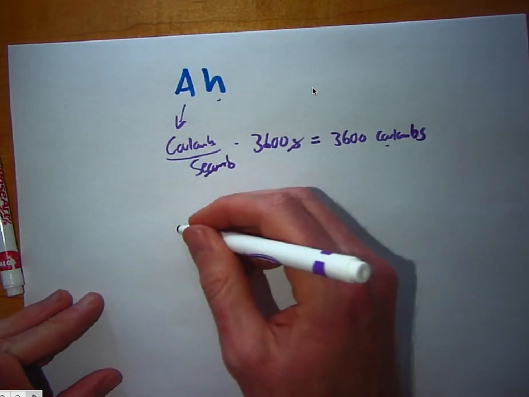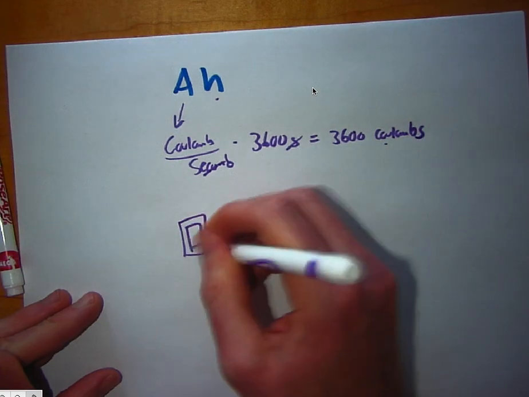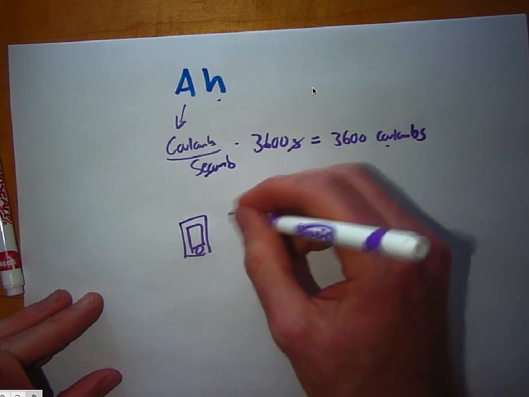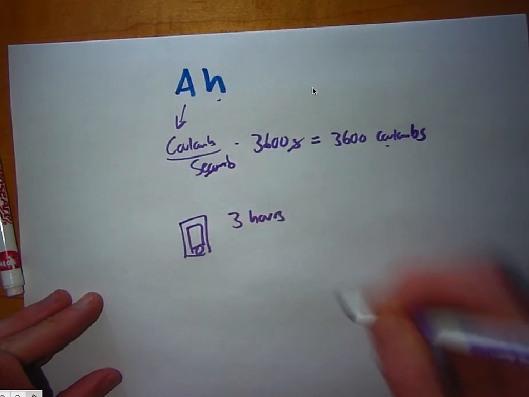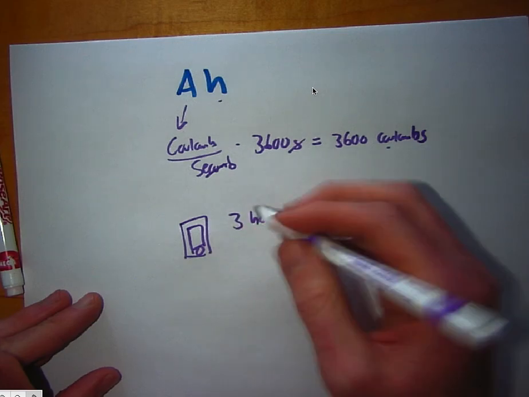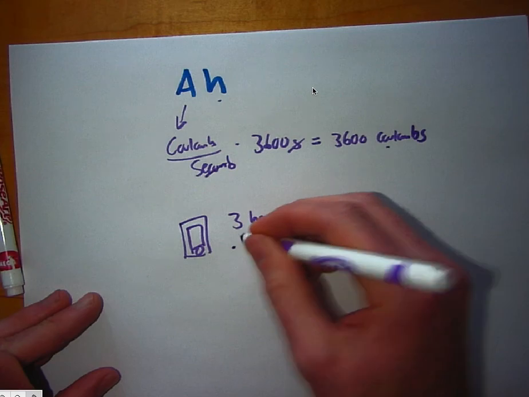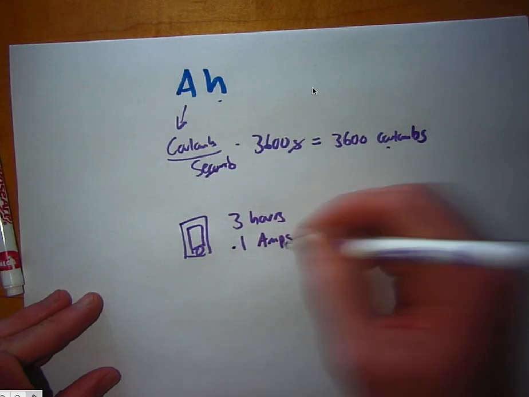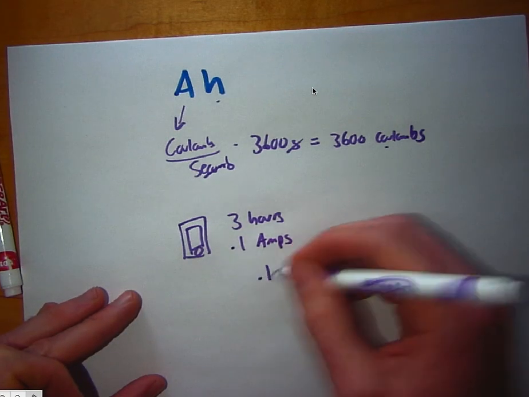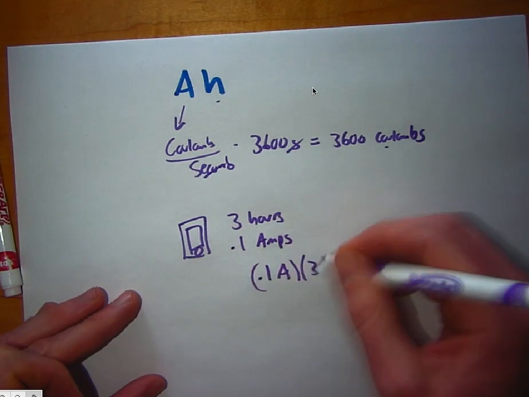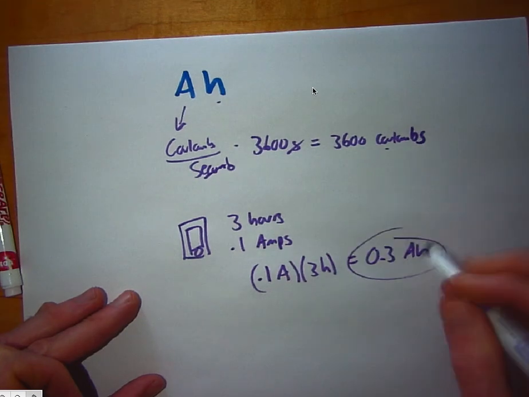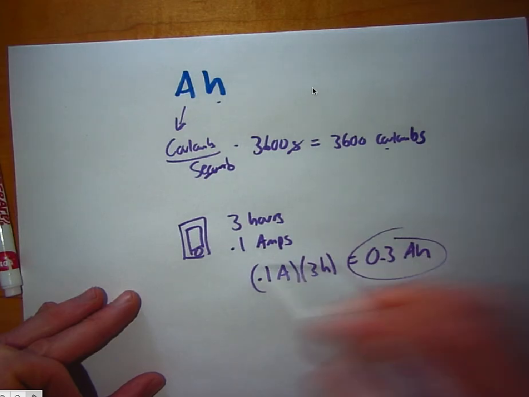Let's say you've got your phone, and you are using your phone for 3 hours, and you happen to know that when you're using your phone, I don't know how you'd know this, but let's say it turns out to be 0.1 amps or something like that. If you want to figure out how many amp hours that is, it's really easy. I just take my 0.1 amps, multiply that times my 3 hours, and that would give me 0.3 amp hours. That's a unit for the amount of charge that your phone used.